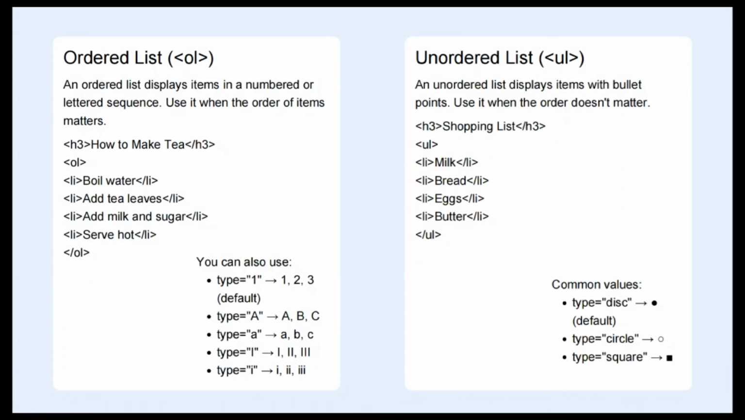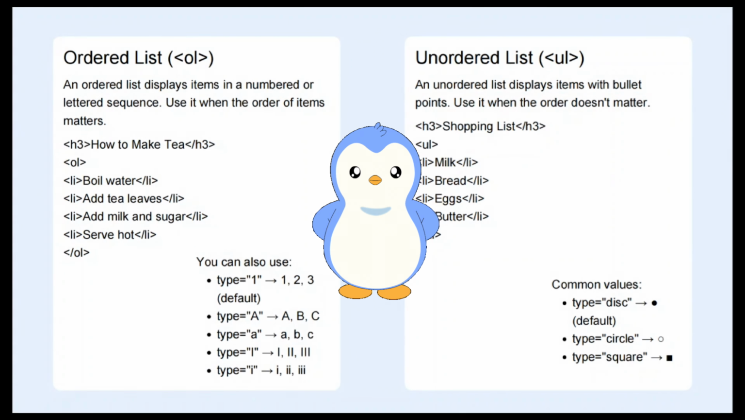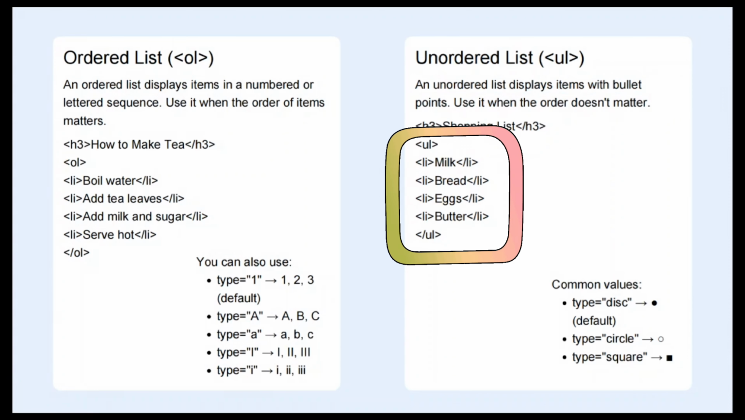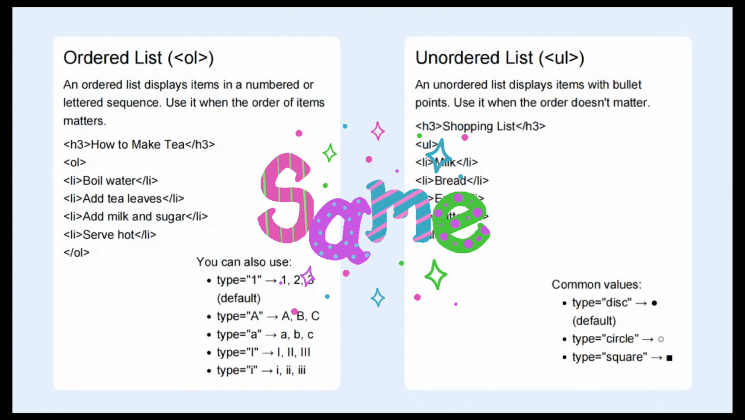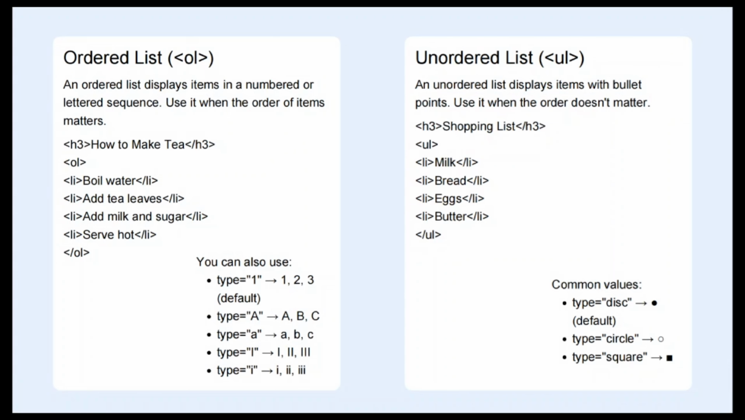We use it when the order of the items is not important. For example, think about a shopping list: milk, bread, eggs, butter. In this list, order doesn't matter. Milk can come after eggs or butter can be the first item of the list. The meaning of the list stays the same. Whenever the sequence of the items is not important, we use an unordered list.